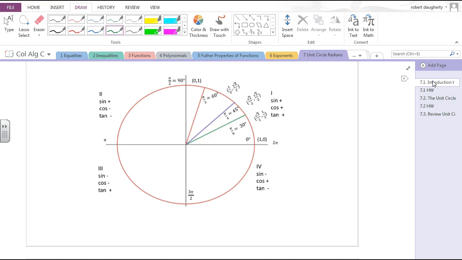Cosine corresponds to what? X. Go to pi over 3. What's the x value? 1/2. Cosine of pi over 3 is 1/2. Okay. Same thing in terms of positive, negative values. That all stays with us.